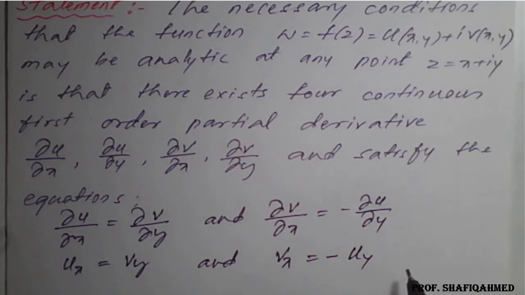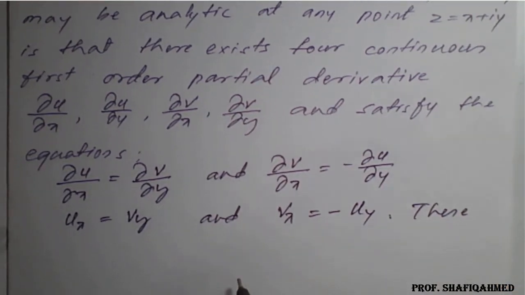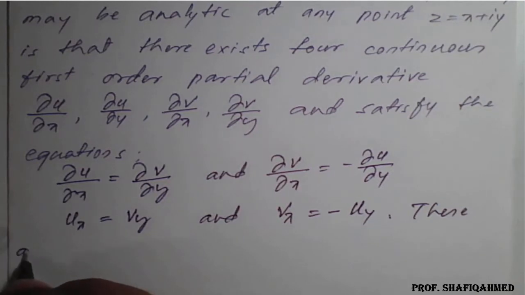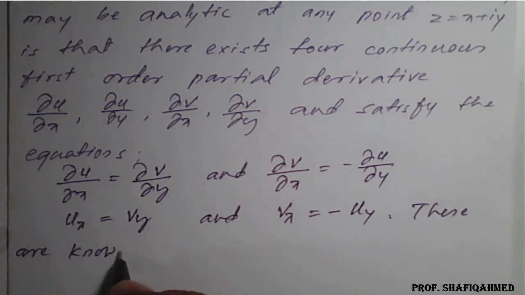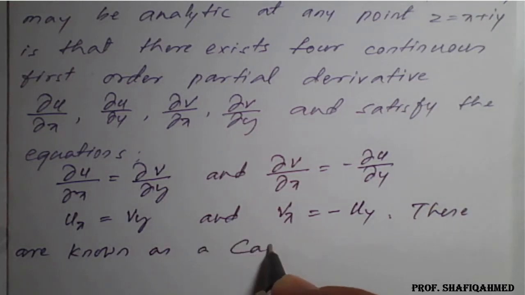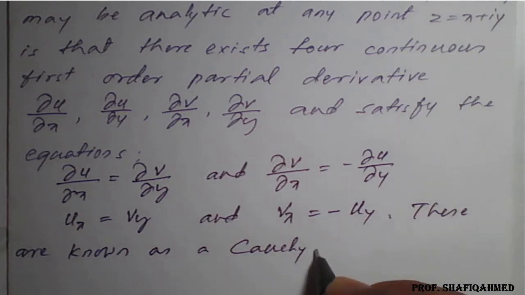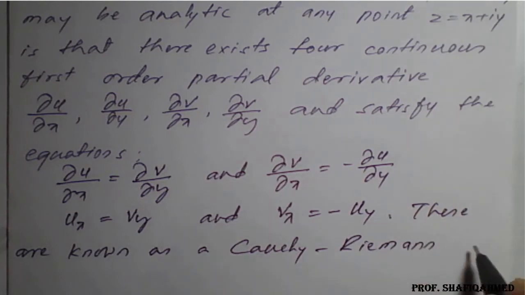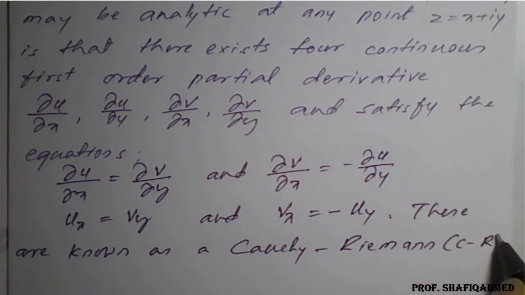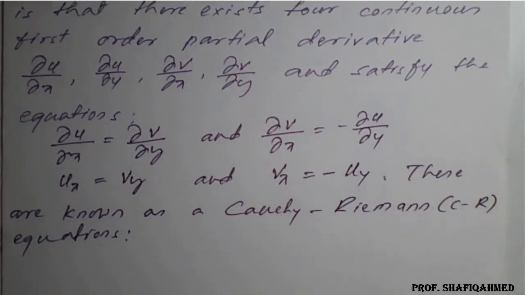So these results we have to prove. These are known as Cauchy-Riemann, in short capital CR, equations. So let's see the proof.